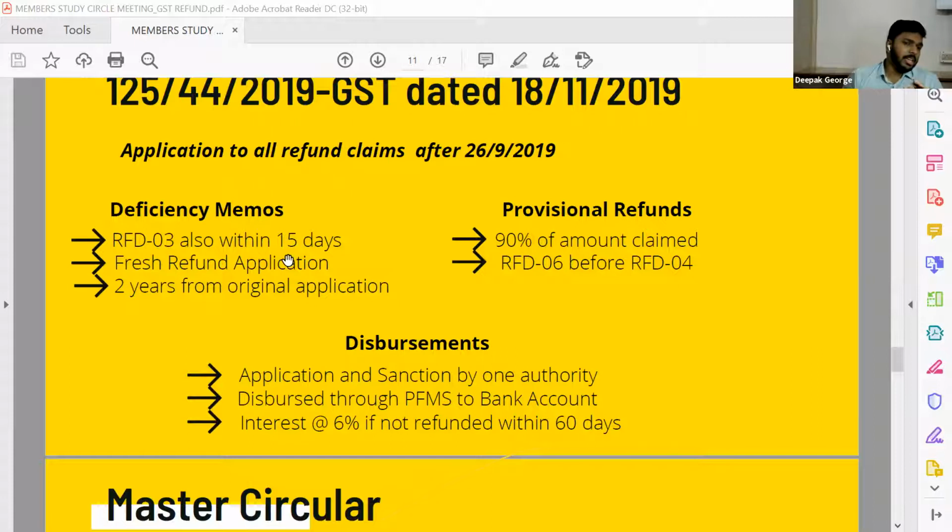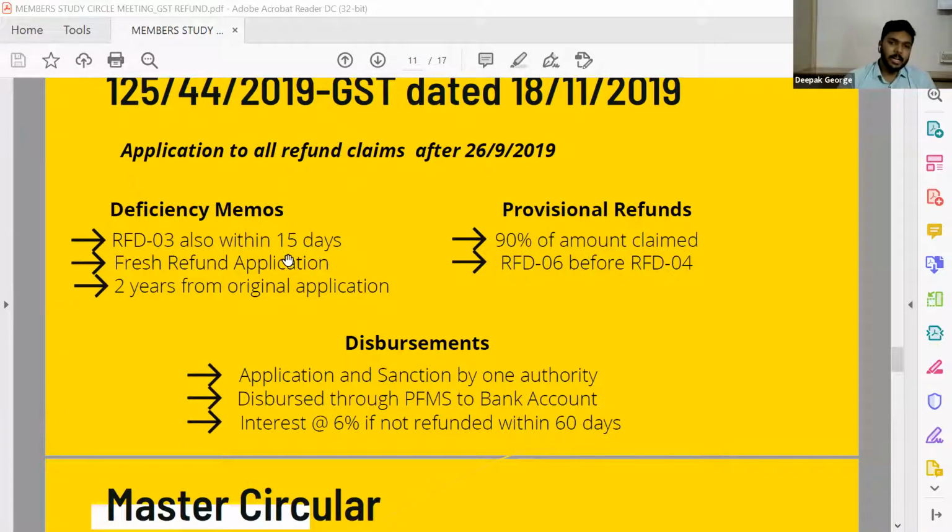And the rider here is that I told you the relevant date is 2 years. So if you get an RFD 03, a deficiency memo, you have to file a fresh application. Say today you file a GST refund application. In the next 15 days, or on the 16th day, you're getting a refund RFD 03, a deficiency memo. You have to file a fresh GST application from the next day onwards. But the starting point of this 2 years will not start from the second fresh GST refund application.